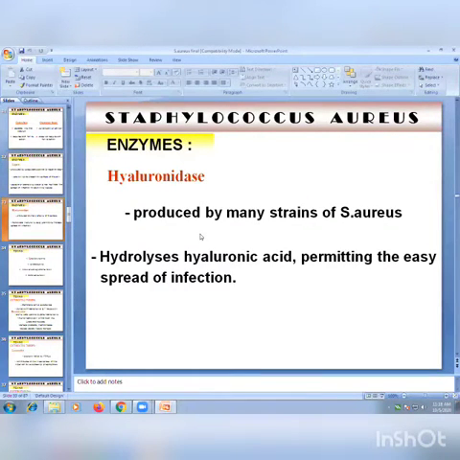Now the most important is the hyaluronidase, produced by many strains of Staphylococcus aureus, which hydrolyzes hyaluronic acid, permitting the easy spread of infection. So from one side to another side, in connected tissues, this hyaluronic acid is present, and hyaluronidase breaks it down, and spread is easily possible from one side to another side.